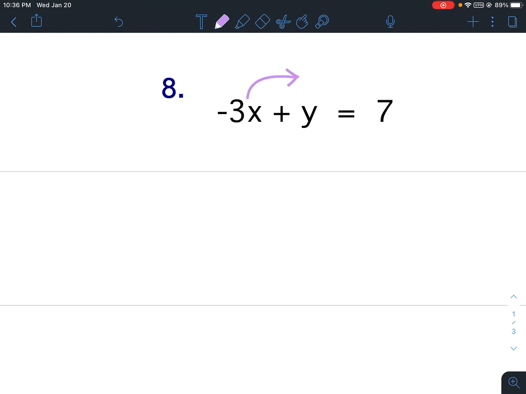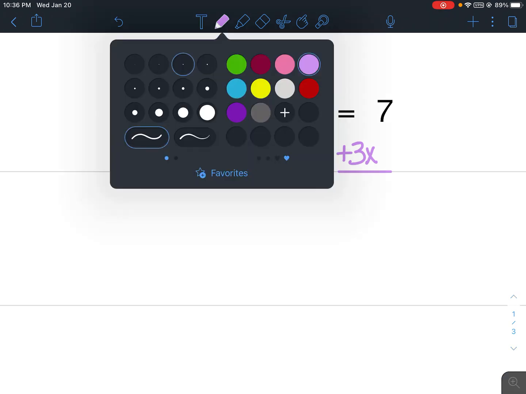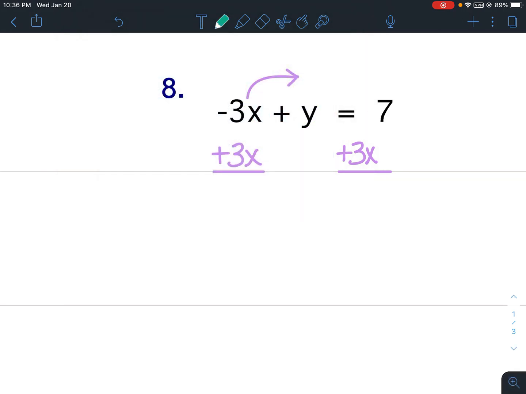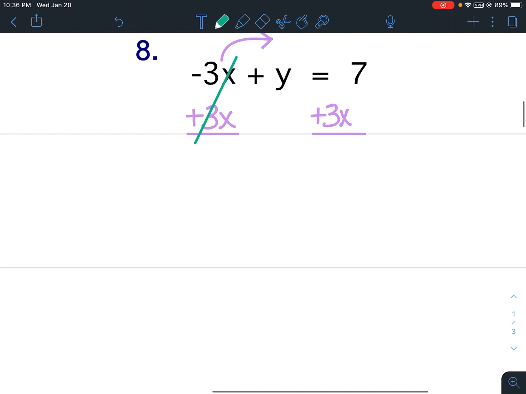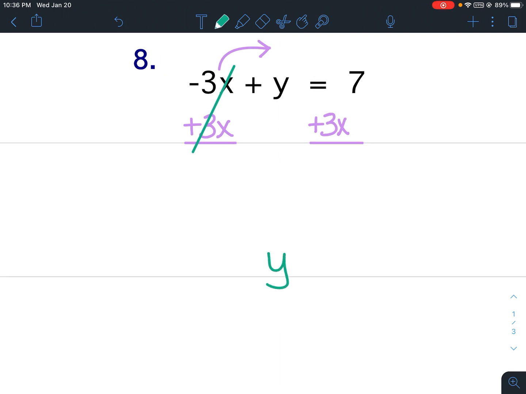This time it is a negative x term, so the inverse operation would be to make it positive. So I'm going to add 3x to both sides. Cancel my x terms, bring down the y, the equal sign, and again, I cannot combine these, so I bring down my variable term first, and then because it's a positive 7, it is plus 7.